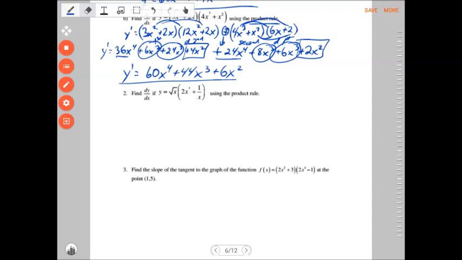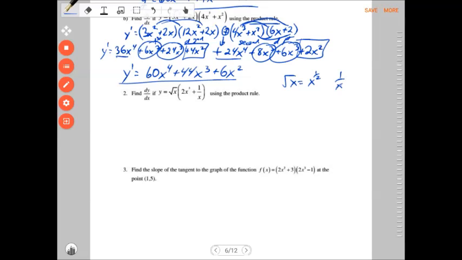Number 2. So find dy dx if y equals root x times all of that using the product rule. Now there are some rules or guidelines that I need you guys to follow when you're using roots and x's on the bottom, that kind of stuff. The first of which is we're going to write everything as an exponent. So the root x part, we're going to turn that into x to the 1/2.